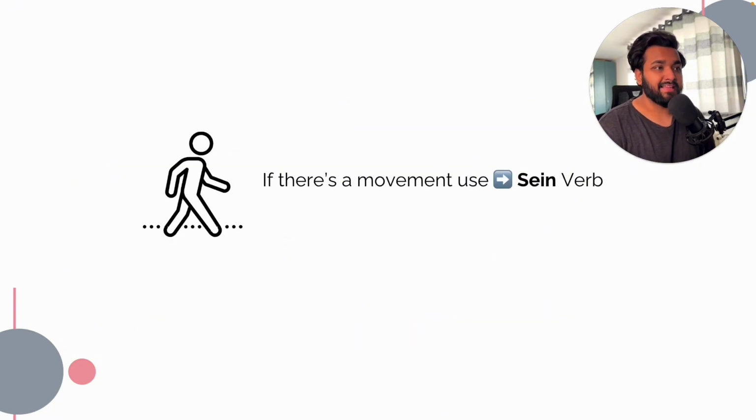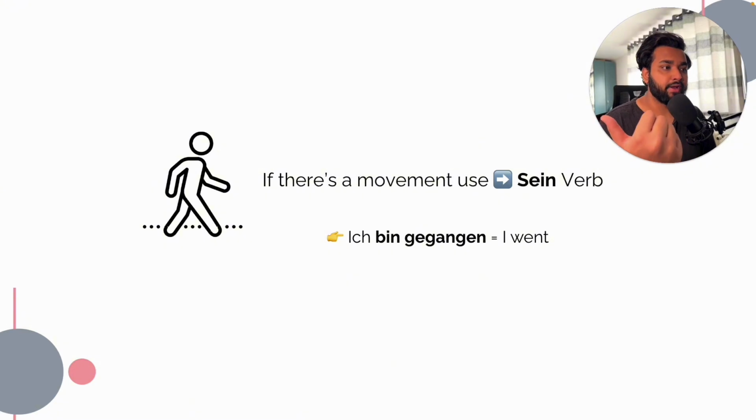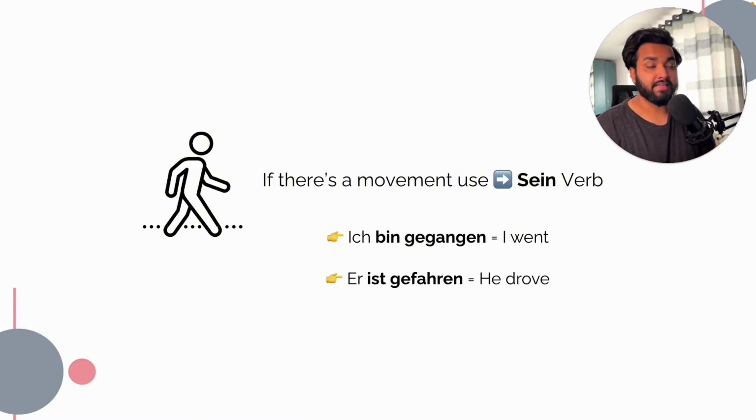Here's the formula. If there is a movement, use the sein verb. For example, ich bin gegangen. It's a movement. I'm going somewhere. So I went. Ich bin gegangen. Ist gefahren. He drove. You see, gegangen, gefahren, there is some kind of movement. That's why you use sein instead of haben.